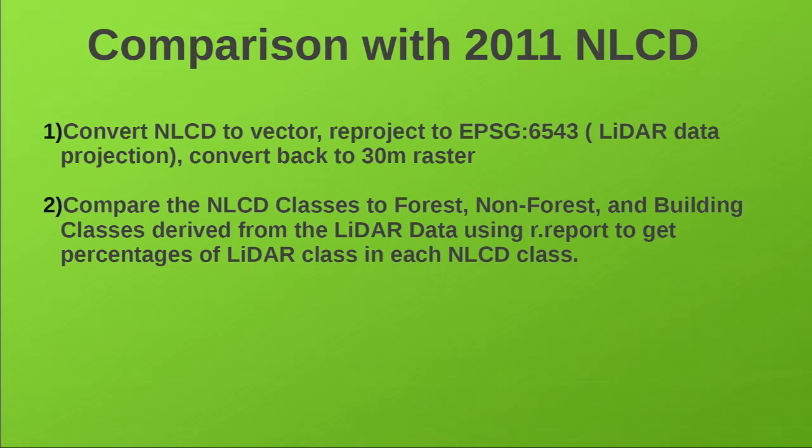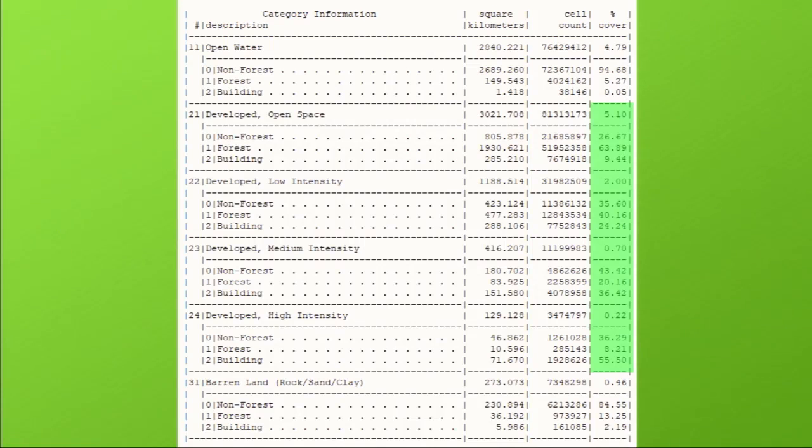And then we've got the NLCD out here. I decided to compare this to the 2011 NLCD. Took the forest, non-forest, and put the buildings back into it. So you had forest, non-forest, and buildings, and I was just doing a straight R report overlaying the two of them. And if you look at the developed areas, it comes out pretty well.